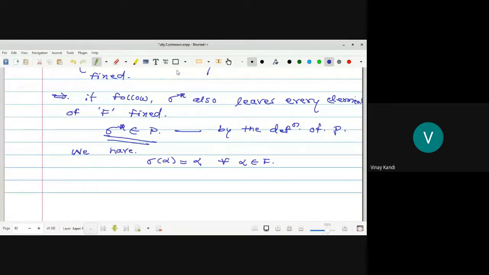Look here. Let psi be the mapping from G(K,F) to the set P, defined as.